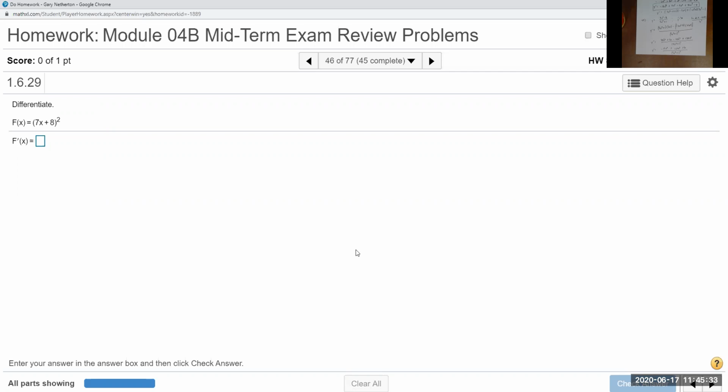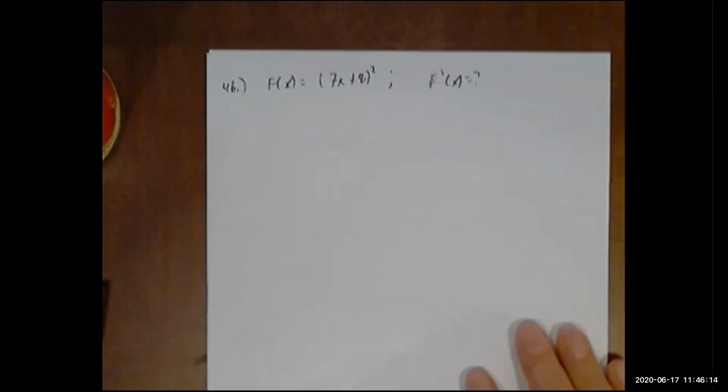All right, number 46. Once again, two different ways to figure out this derivative. In this case, I think definitely one way is easier. So of course, that's the one I'm going to choose. So f of x equals 7x plus 8 squared. And they want us to take the derivative. So that's just two different ways.